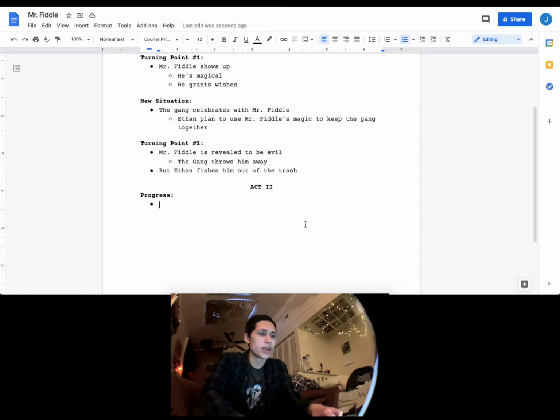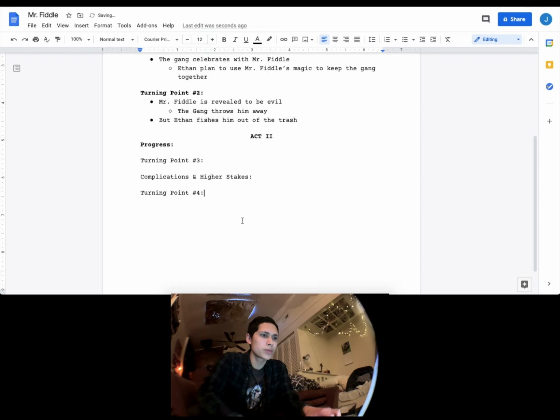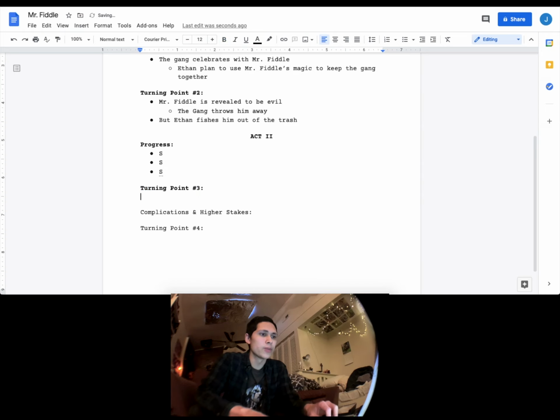So, progress. The way I kind of think of this is, actually, I'll show this to you. Turning point 3. Complications. Higher stakes. And then turning point number 4. So the way I think about it, ignore those S's, that's just placeholder stuff right now, is 3 things happen for the progress. 3 kind of big events, moving the story in one progression.